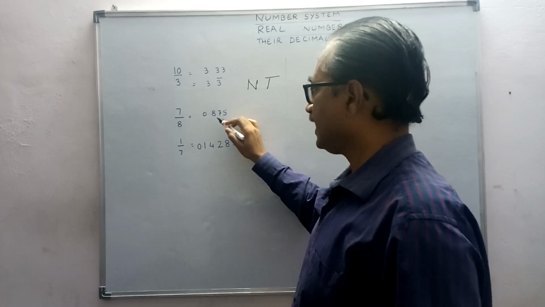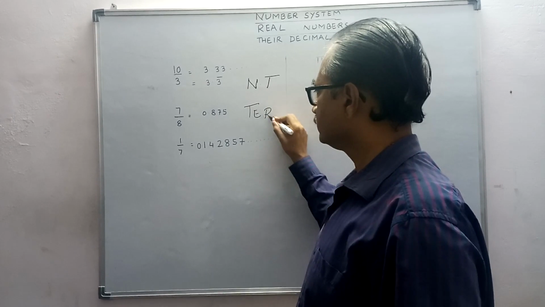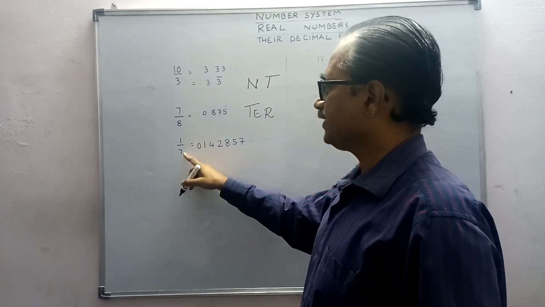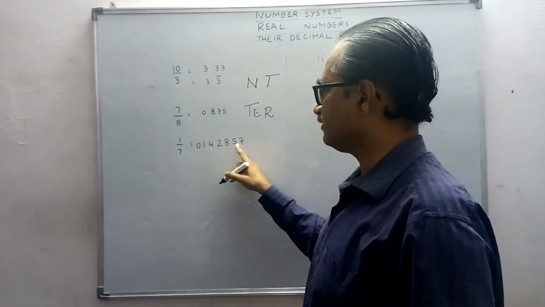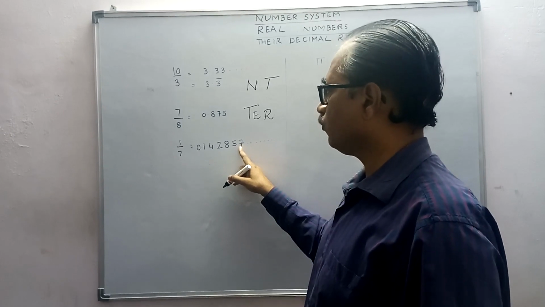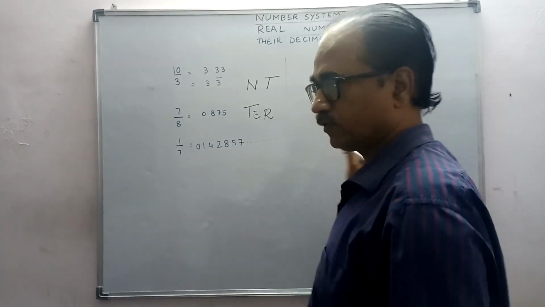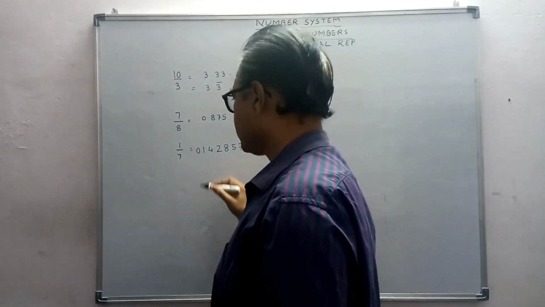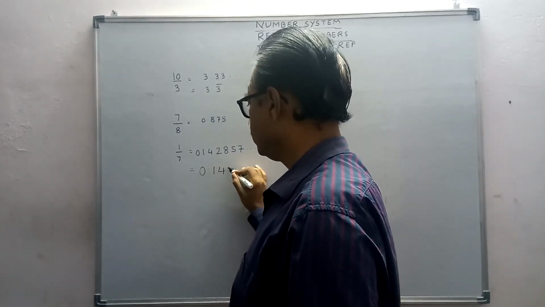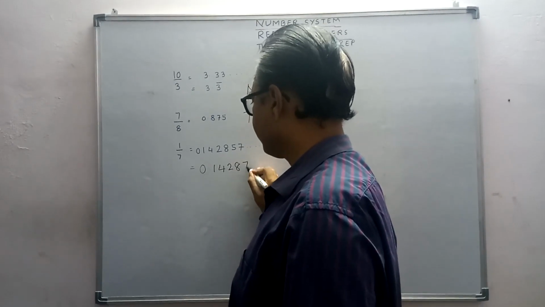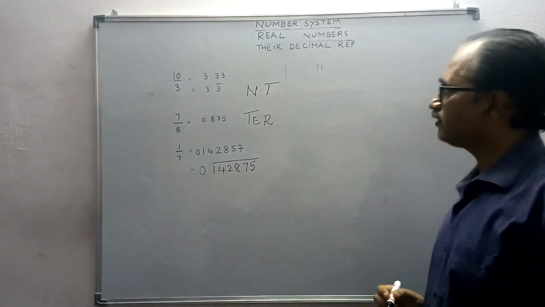7 upon 8 is equal to 0.875, that is terminating. And 1 upon 7 can be written as 0.142857, again 142857, again 142857. Like this way you will get this kind of representation. So this number can be written as 0.142857 bar.